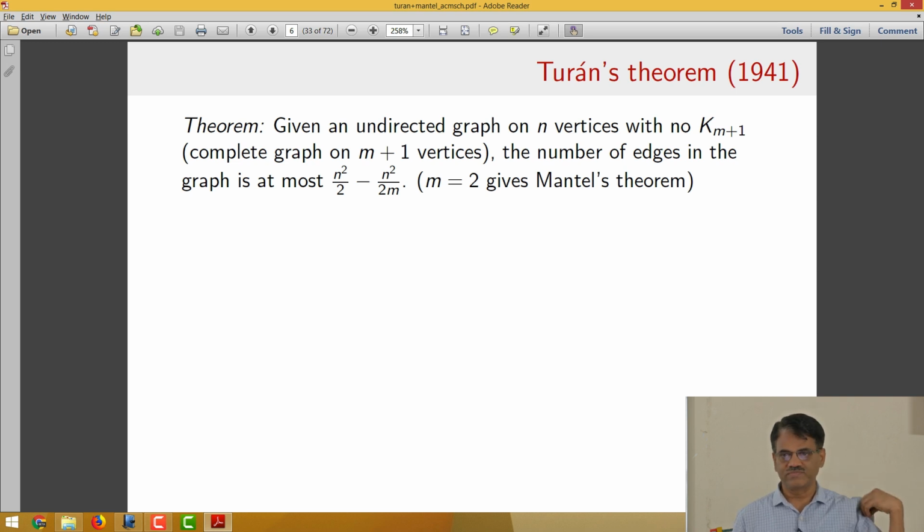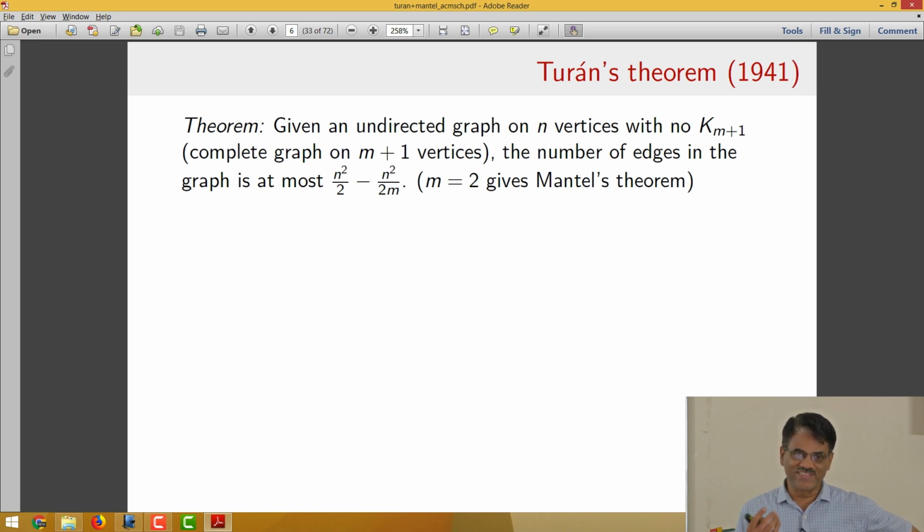What do you delete? What did we do for Mantel's theorem? We deleted an edge, right? So what do you think you should do here? Pick n vertices, is given. M vertices, okay. I don't have a choice.